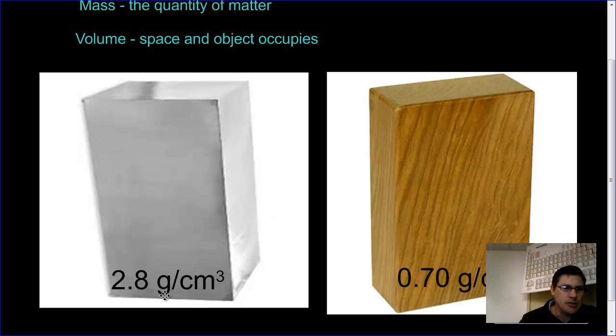It's this relationship down here at the bottom that says the density of aluminum is 2.8 grams per centimeter cubed. So if we measured the length times width times height, we'd get the volume of this. And for every centimeter cubed of this object, it would weigh 2.8 grams. If we look over at the wood, this is a piece of oak. That oak has 0.7 grams per centimeter cubed. So for every centimeter, we just have less weight.